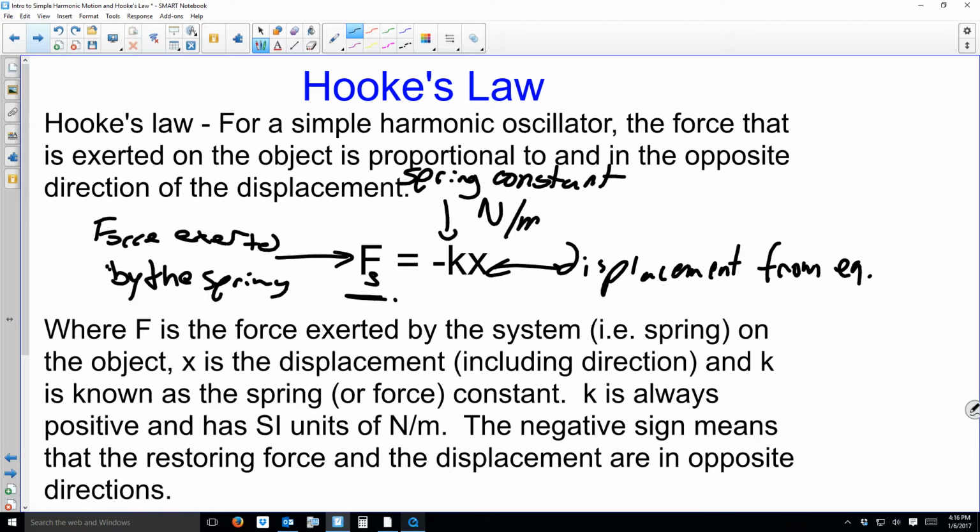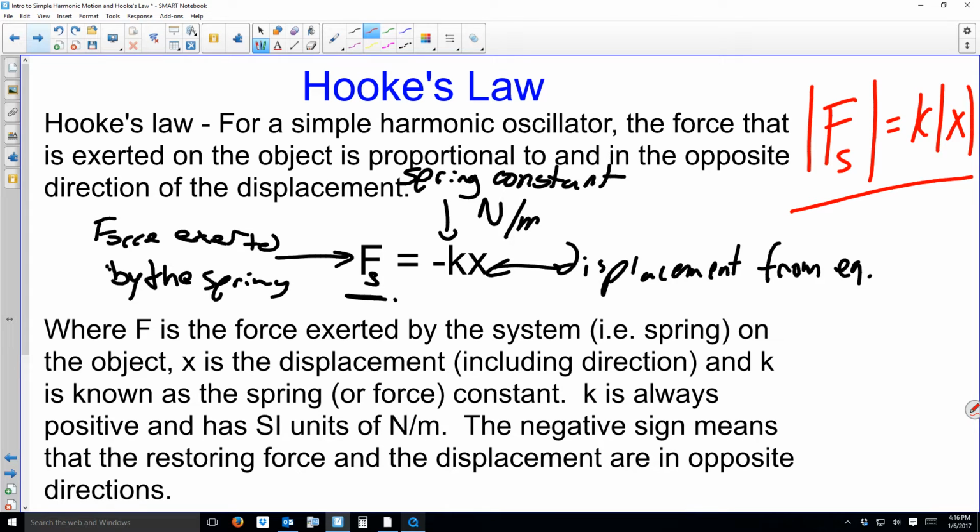I like to write it as the absolute value of the force is equal to k times the absolute value of x. This just gets rid of the negative. The negative is only there to say that if I pull to the left, the spring pulls to the right. If I pull down, the spring pulls up. That's all the negative says, and a lot of people get hung up on it. So I prefer to set it up this way. I think it's easier. That gives you the magnitude of the force, and then it's your job to interpret the direction. So that's the magnitude of the force.